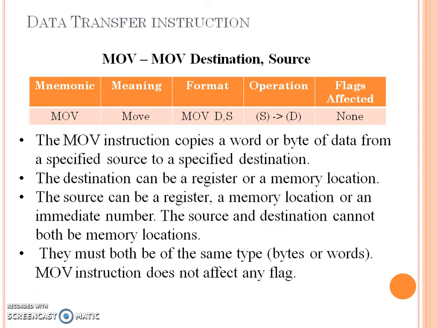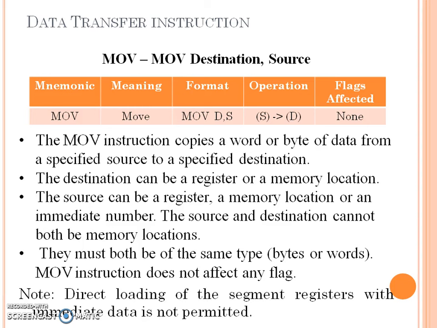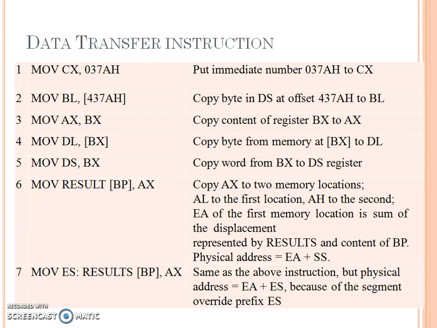We must note that both the operands, that is the source and destination, must be of the same type, and direct loading of the segment registers, that is DS, ES, SS and CS, with immediate data is not permitted. It means that MOV DS, 1000H will never be permitted. First, we will look at various data transfer instruction examples.